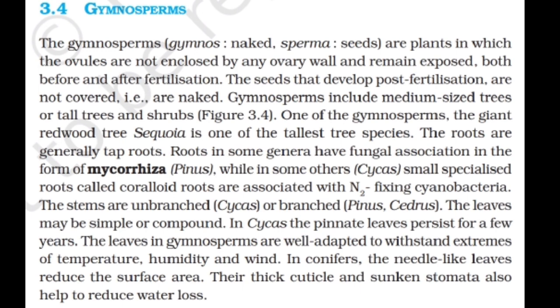The roots are generally tap roots. Roots in some genera have fungal association in the form of mycorrhiza (Pinus), while in some others (Cycas), small specialized roots called coralloid roots are associated with nitrogen-fixing cyanobacteria. The stems are unbranched (Cycas) or branched (Pinus, Cedrus).